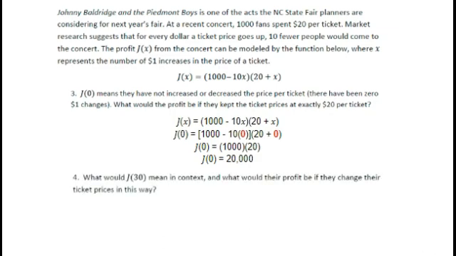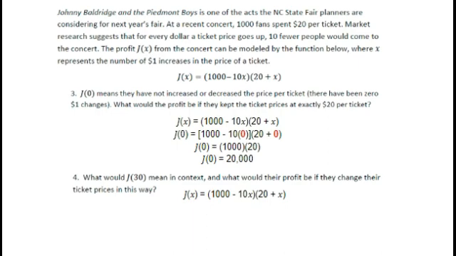And so then the next question asks us, well, what would J of 30 mean in context? And what would the profit be if they changed their ticket price in that way? So we know that x represents the number of $1 increases. And so J of 30, or x equaling 30, is saying that we have now increased the ticket price by $30, which means that the new ticket price would be $50.